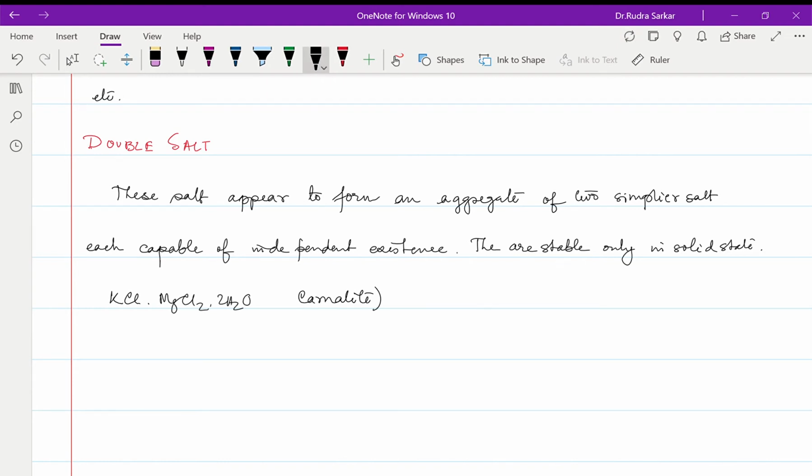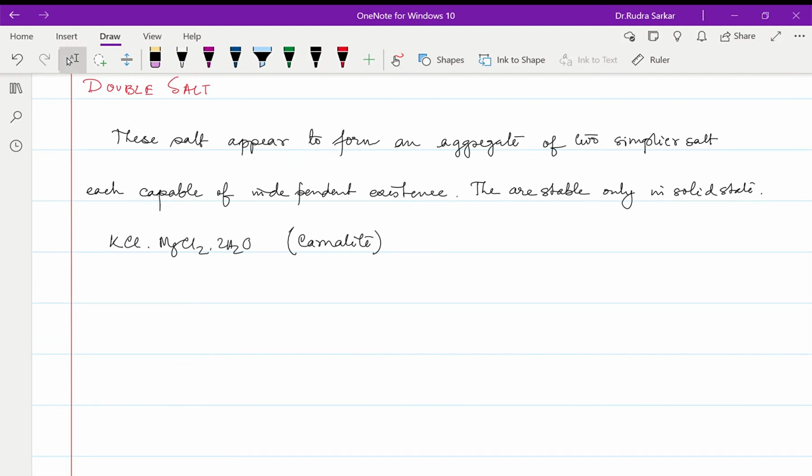You will be given a name and asked, is this a double salt? Sometimes they will give you K2SO4.Al2(SO4)3.24H2O. This is known as potash alum.